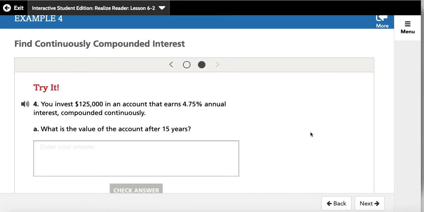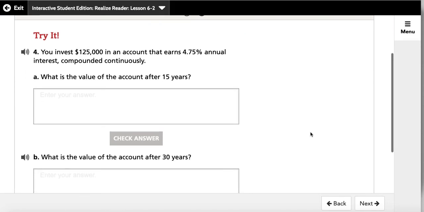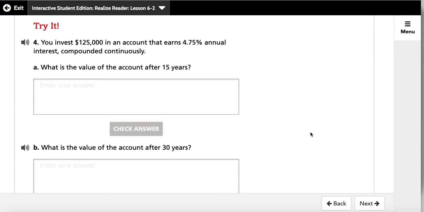If you invest $125,000 in an account that earns 4.75% annual interest rate, compounded continuously, what's the value in the account after 15 years? What's the value of the account after 30 years? Okay, I'm going to click pause and give it a shot and come on back.